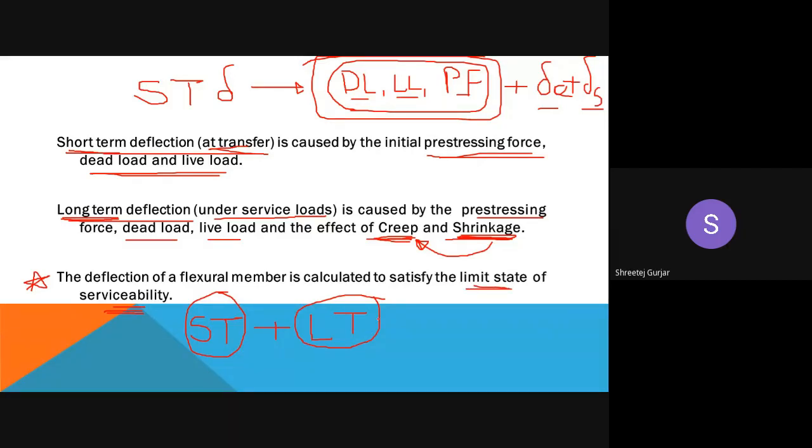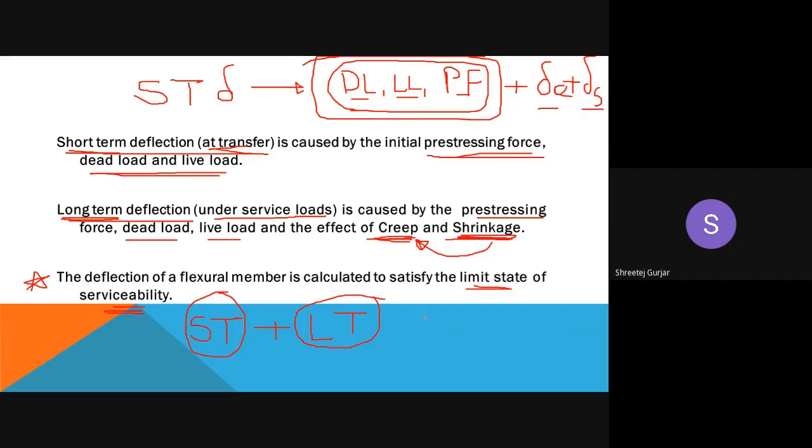We have certain limits that beam deflection should not cross. If the deflection crosses that limit, the beam is no longer considered serviceable. If your beam starts to deflect in a very large manner, you will not feel safe under it. If you see the beam over your head deflecting too much, you will fear that it will collapse anytime, and because of that, you will consider it non-residential.